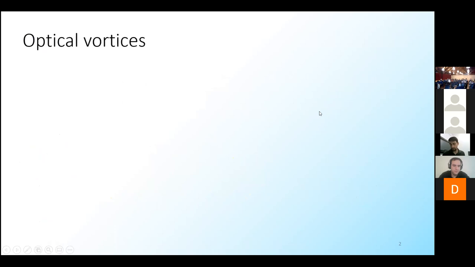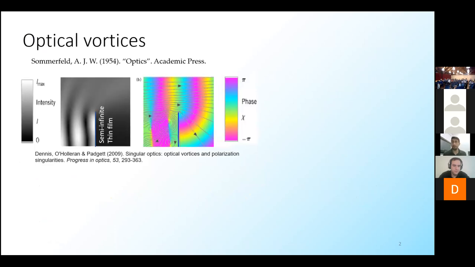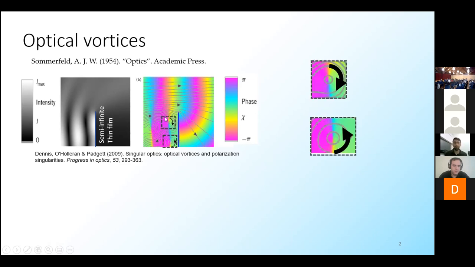Let me start with an example where you can find optical vortices. This was presented by Sommerfeld back in 1954. Imagine a plane wave that moves and is scattered by a semi-infinite thin film. On the top, very far from the thin film, the wave still propagates as a plane wave. On the bottom, it creates a standing wave. And along the way, there are points where the wave is actually rotating. There are areas with clockwise and counterclockwise accumulation of phase. These are in fact optical vortices.